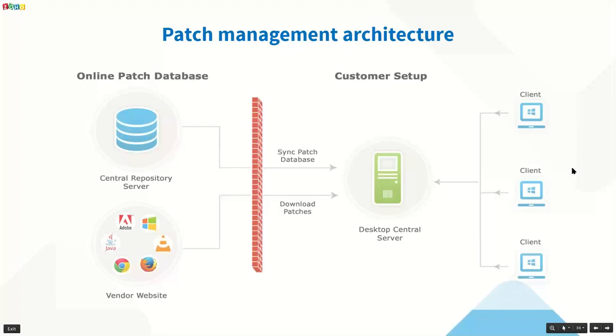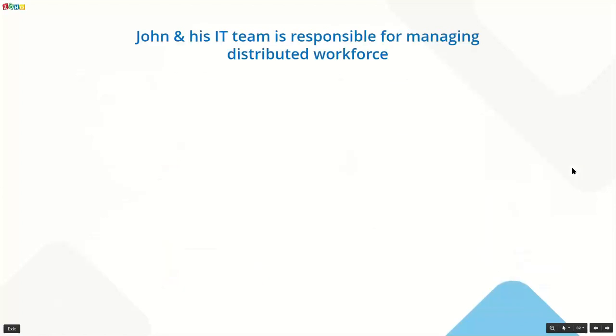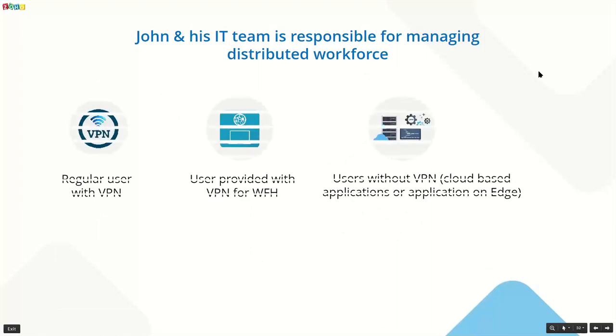Now let us take a look at how the endpoints can be managed in a distributed workforce scenario. As we have mentioned in the example, there are two types of users John would have to cater to. Let's analyze them one by one. Patching roaming users.